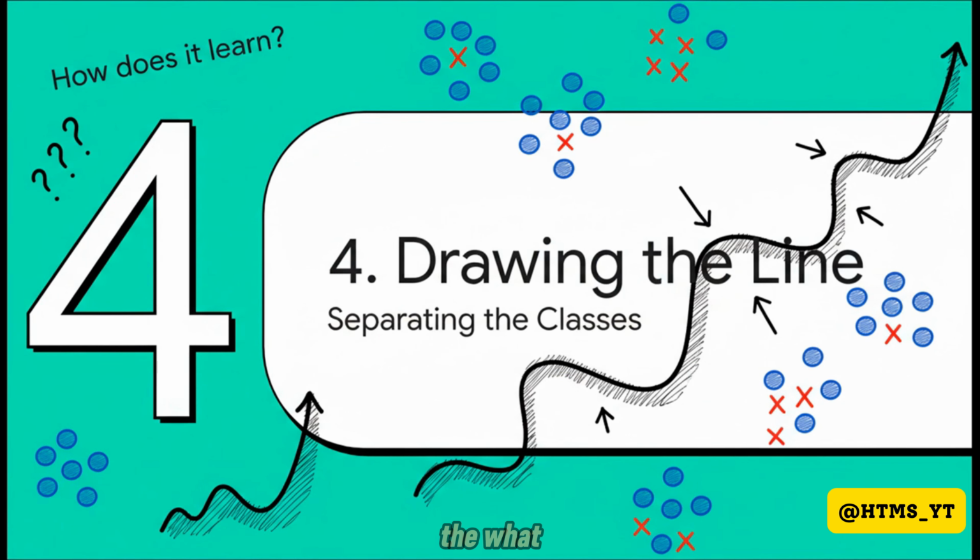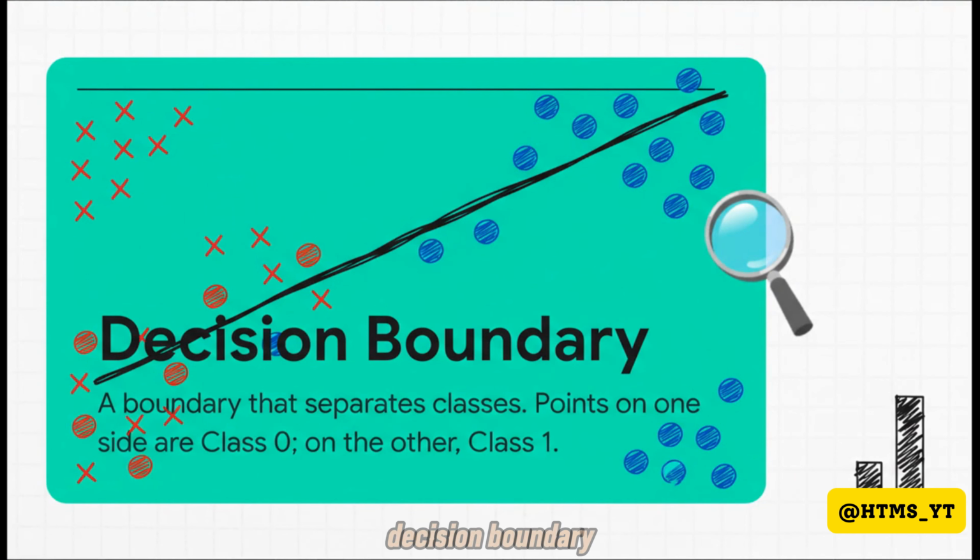Okay, so that's the what. We know how it gets the probability. But the bigger question is, how does it learn to do this? How does it get smart enough in the first place to know where to draw the line between a yes and a no? The answer is something called a decision boundary.